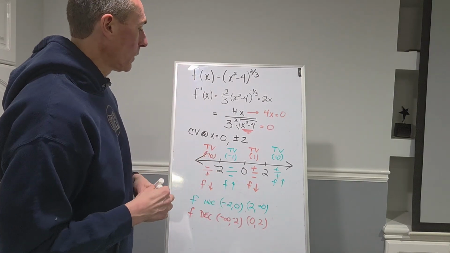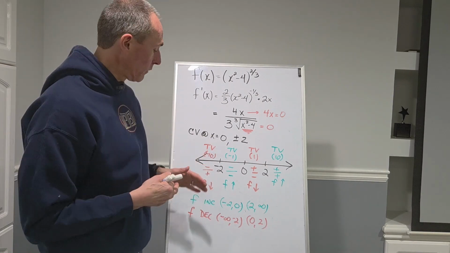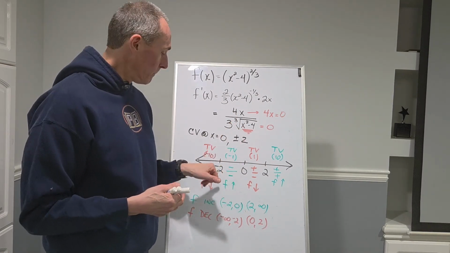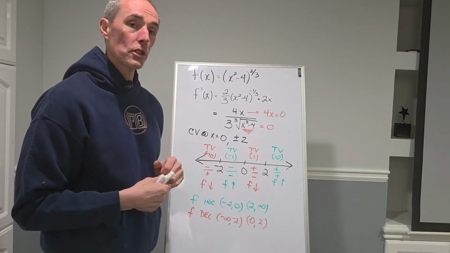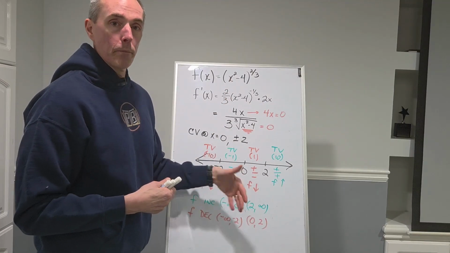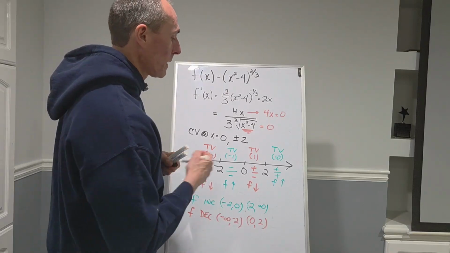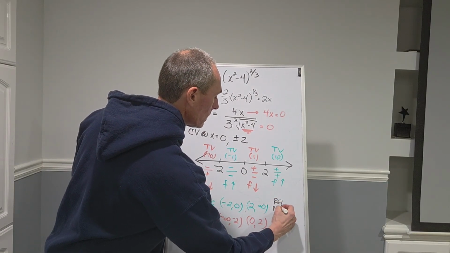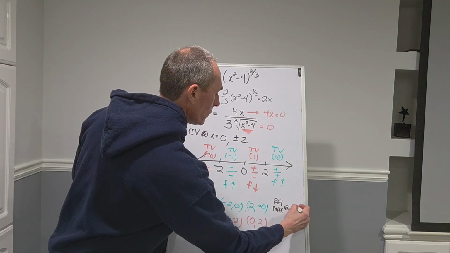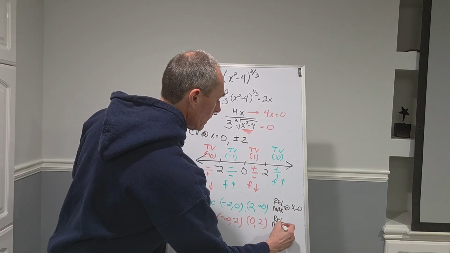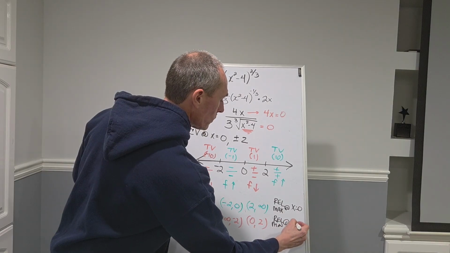And then lastly, what do we also know? Well, if the function went from decreasing to increasing, that means it had to have a relative minimum. So at -2, for instance, and at 2. And if the function went from increasing to decreasing, it had to have a relative maximum. So we also want to specify that as well. So we have a relative max at x equals 0, and relative mins at x equals plus or minus 2.